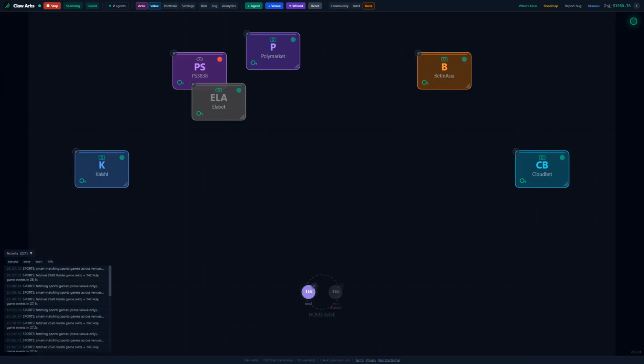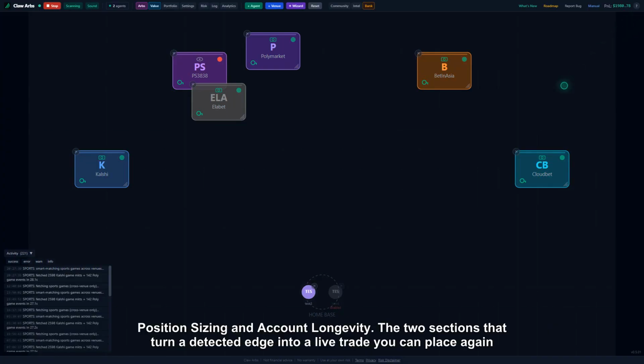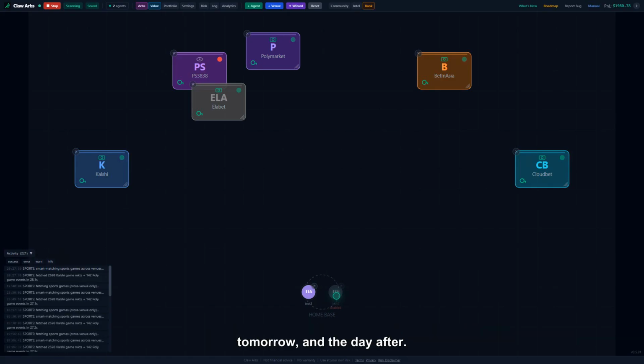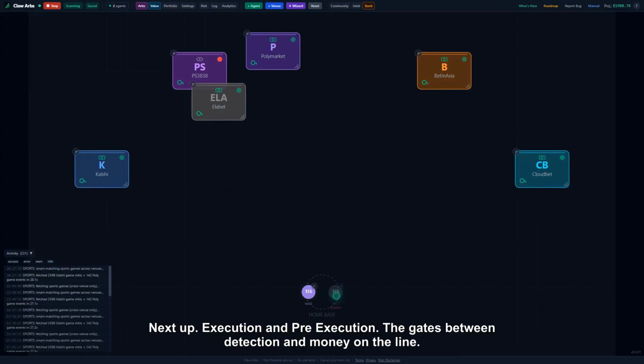Close the panel. Position sizing and account longevity. The 2 sections that turn a detected edge into a live trade you can place again tomorrow and the day after. Next up, execution and pre-execution. The gates between detection and money on the line.